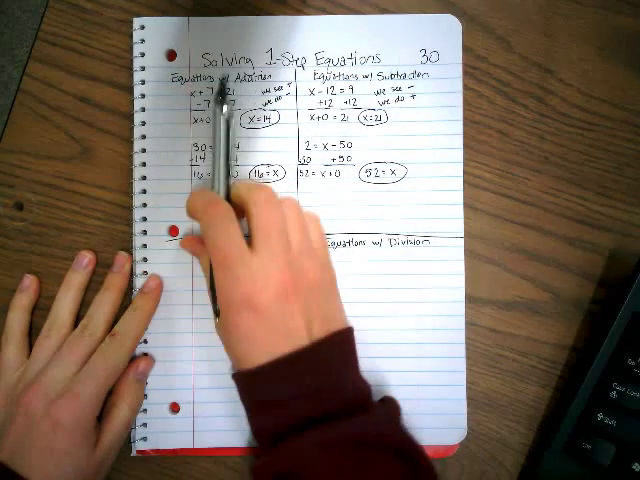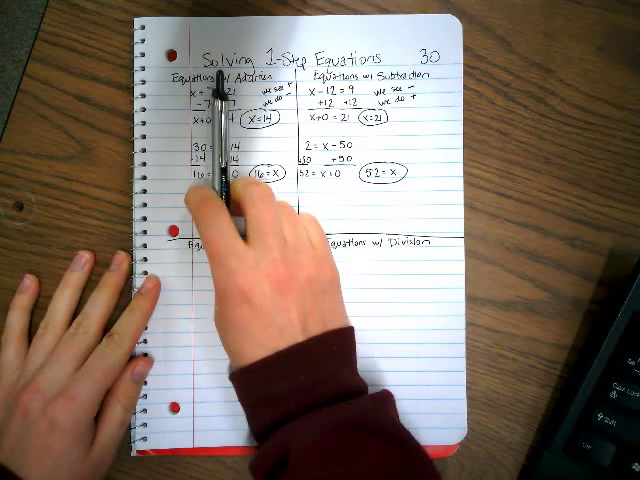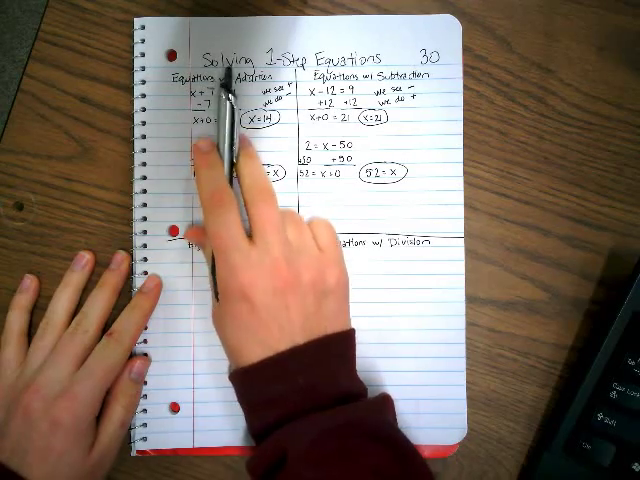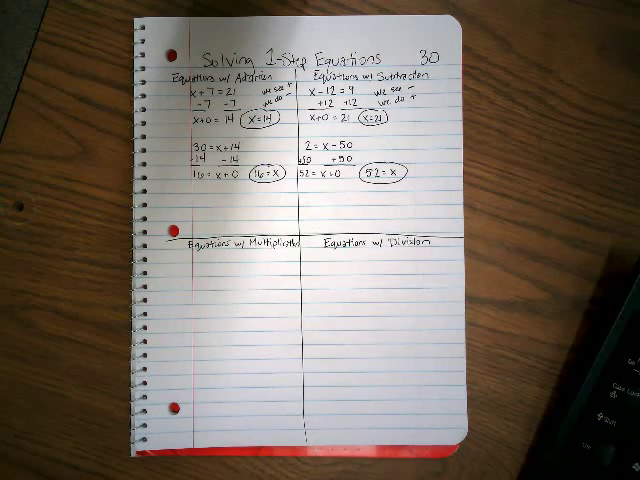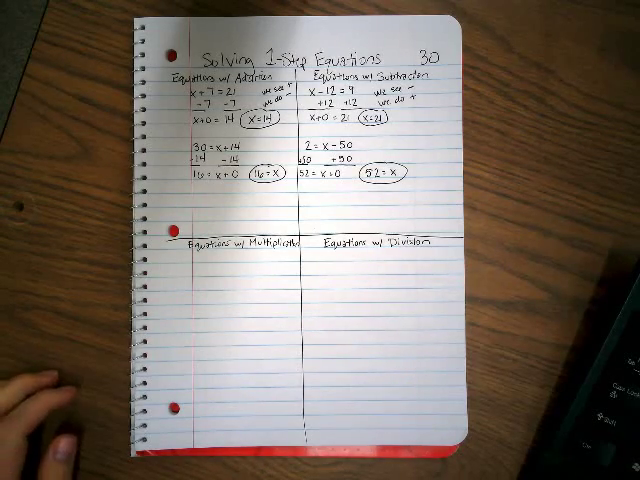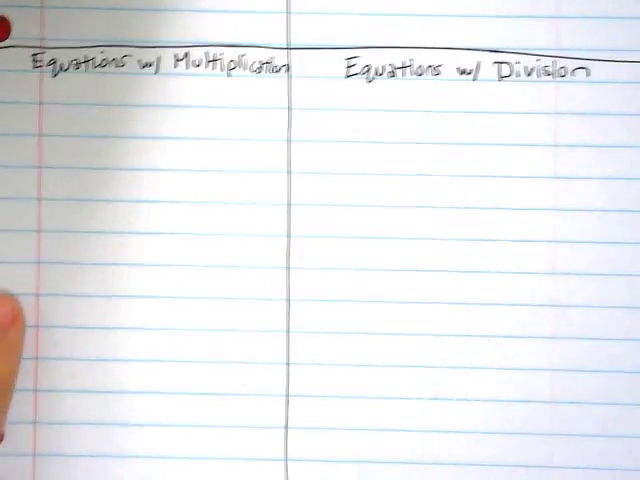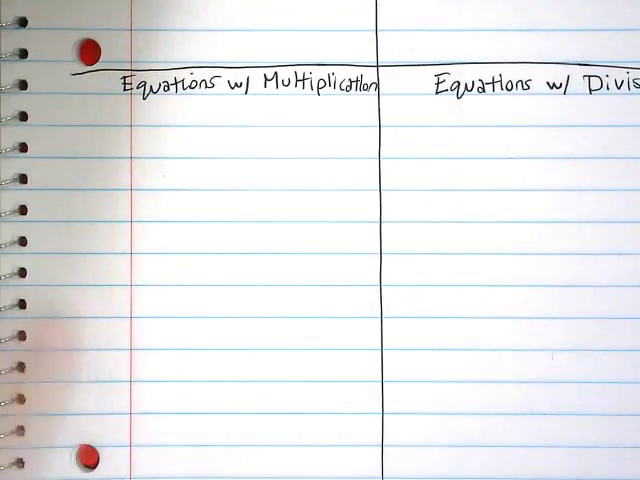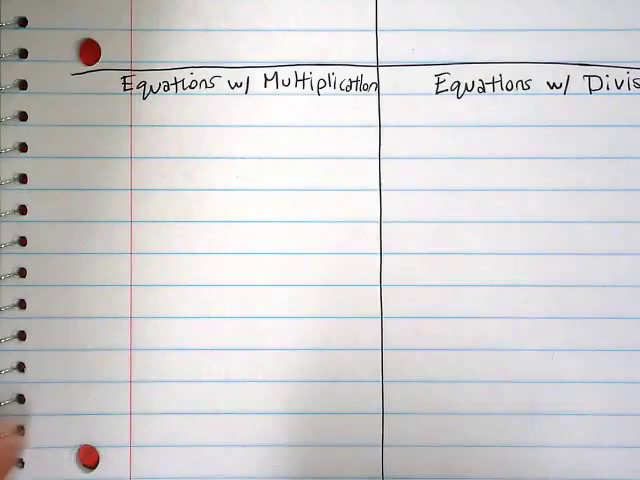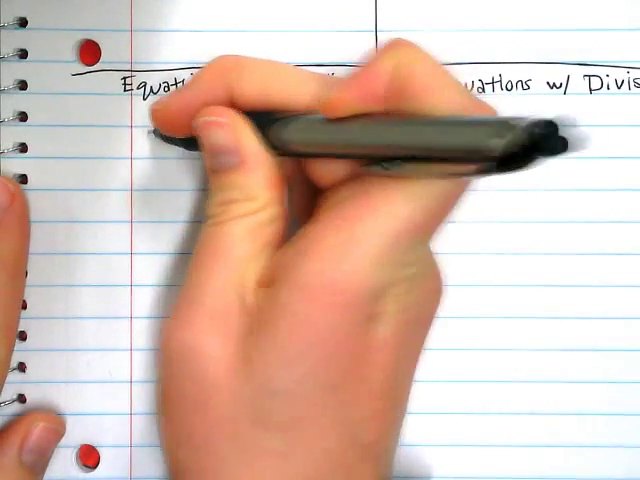Open up your notebooks to the page that we started a couple days ago called Solving One-Step Equations. We've already filled in the addition and subtraction boxes. Today we're going to fill in the multiplication and division boxes. We're going to start with equations with multiplication. So let's go ahead and write down one example.